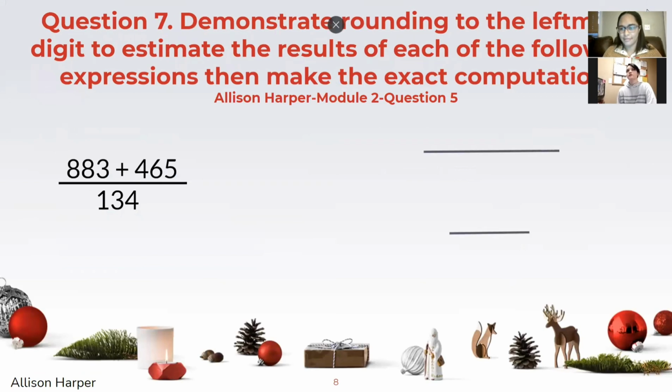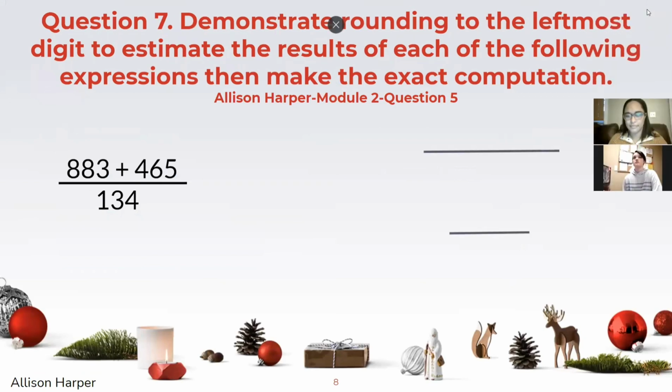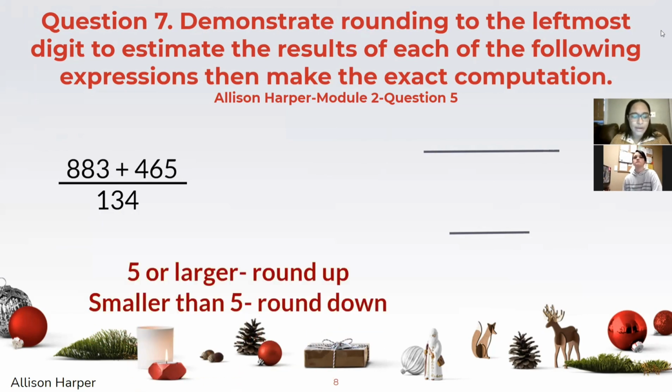Allison, demonstrate rounding to the leftmost digit to estimate the results of each of the following expressions, then make the exact computation. Okay, so I know that was a long drawn out question. So all we're really doing is we are going to round all of these numbers over here to the left, and then we're going to simply solve. Okay, so our rules for rounding are, if the number is 5 or larger, you round up, and if the number is smaller than 5, you round down.